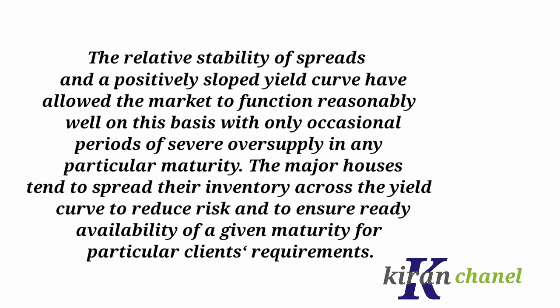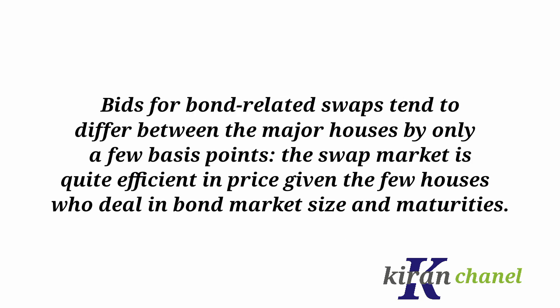The major houses tend to spread their inventory across the yield curve to reduce risk and to ensure readiness for a given maturity for a particular client's requirement. Bids for bond related swaps tend to differ between the major houses by only a few basis points. The swap market is quite efficient in prices.